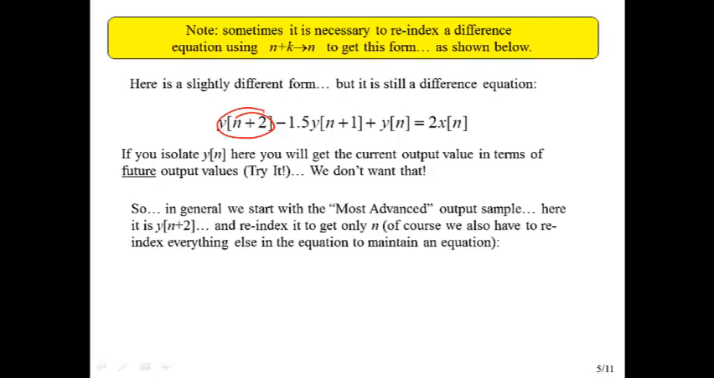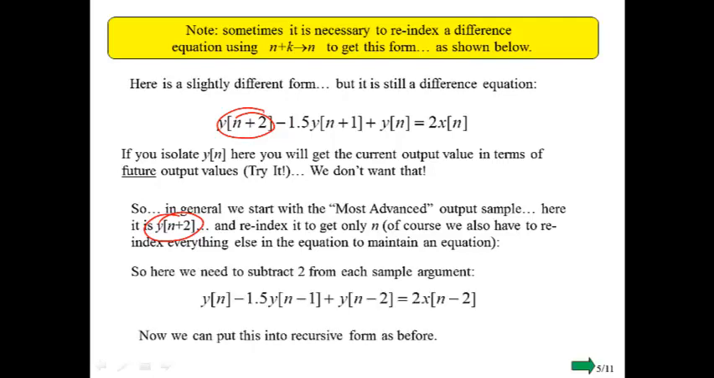So we start with the most advanced output sample. In this case it's y of n plus 2, and we re-index it. And so the re-indexing would look like this. What we do is everywhere there's an n plus 2, basically we subtract 2 from every sample argument. Now the important thing is that these things are just showing relationships between different points. What three elements are involved on the left and what element is involved on the right, and how those time relationships are related to each other.